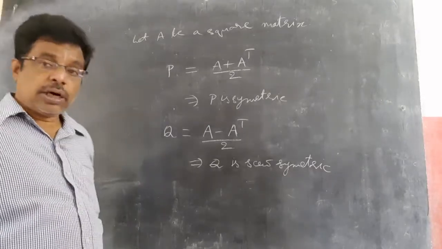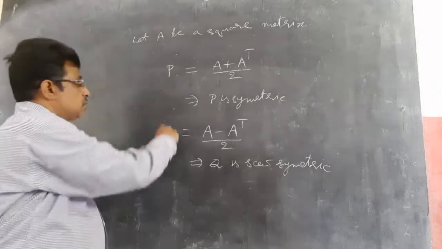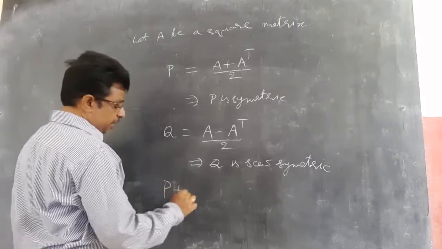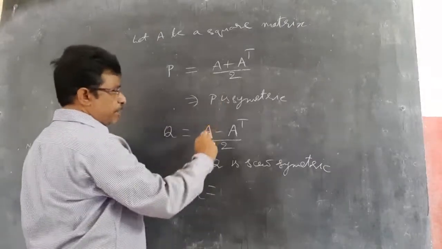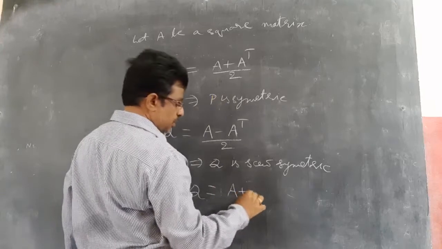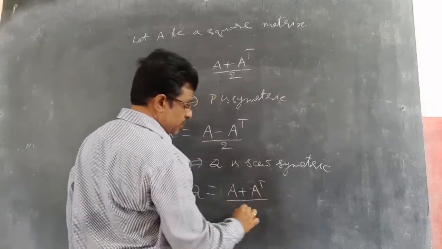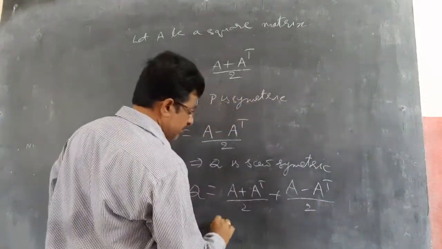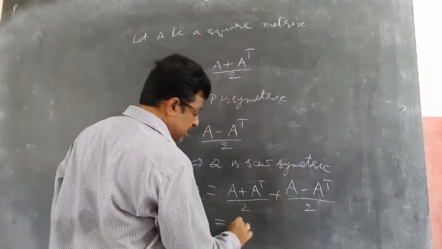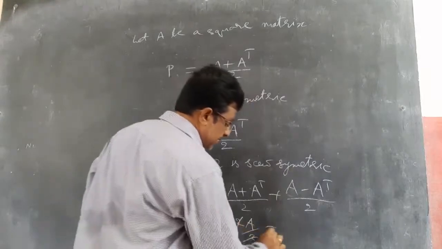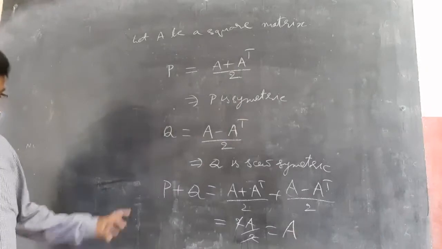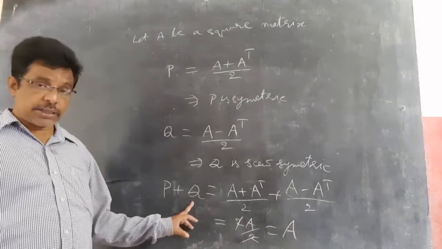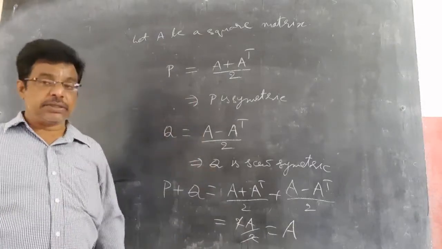Now from these two we can conclude that P plus Q, what do I get? P plus Q equal to A plus A transpose by 2 plus A minus A transpose by 2. If I take 2 LCM, A transpose gets cancelled. 2A by 2 is nothing but A itself. So P plus Q is equal to A. Means A can be expressed as P plus Q. P is symmetric, Q is skew symmetric.